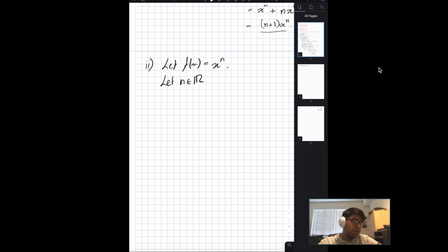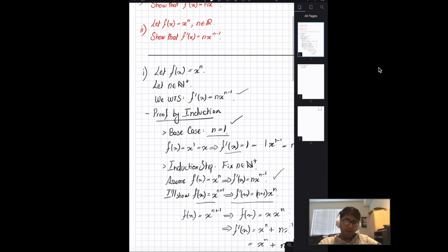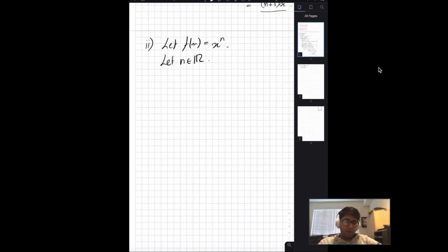Oh, by the way, strictly speaking, n should be defined before I define f of x, both here as well as here. But I'm going to overlook that for now. Okay, so now what I want to show in this case is that the first derivative is equal to n times x to the power of n minus 1.